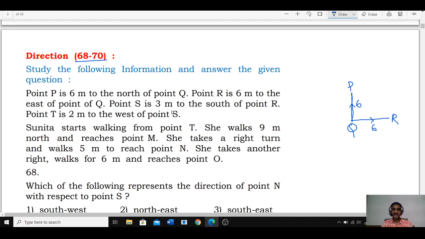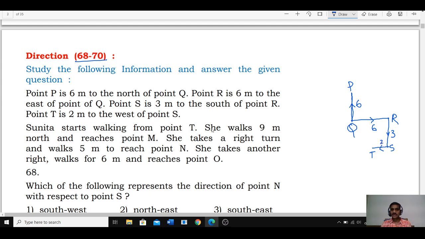And S is 3 meters to the south of R. From here, S is just 3 meters to the south of R. S is here. And T is 2 meters to the west of S. From here, this will be T, just 2 meters to the west of S.